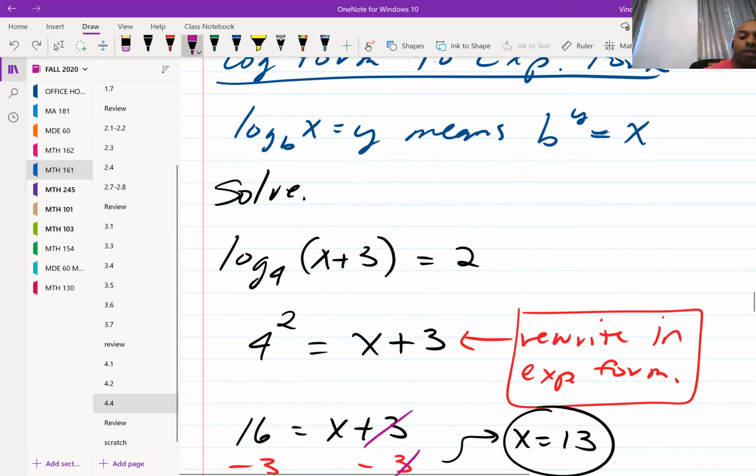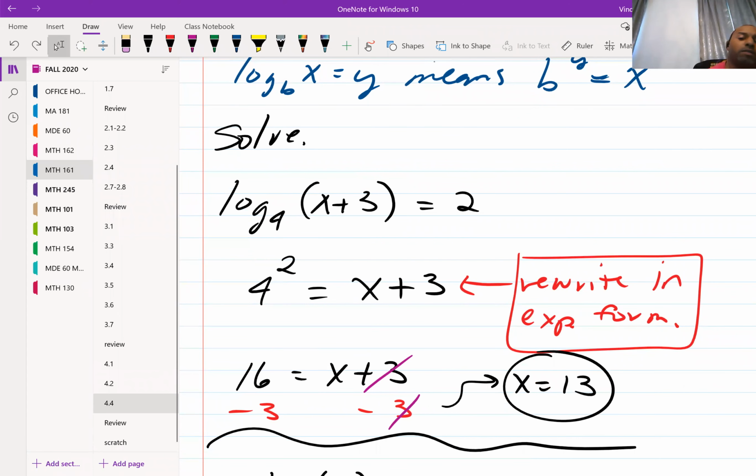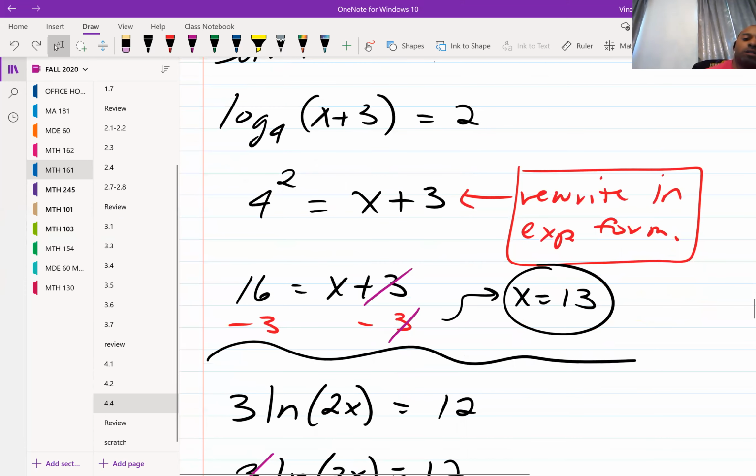All right. So from there, you go ahead and solve your linear equation. 4 squared is 16, minus 3 from both sides, x is equal to 13. Any questions? All right, next one.